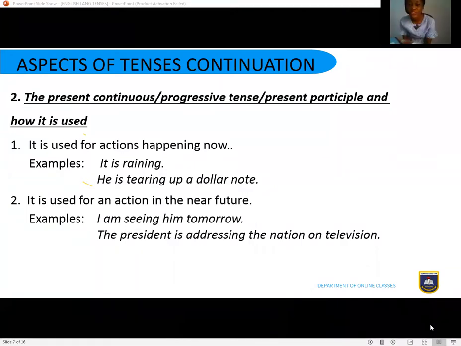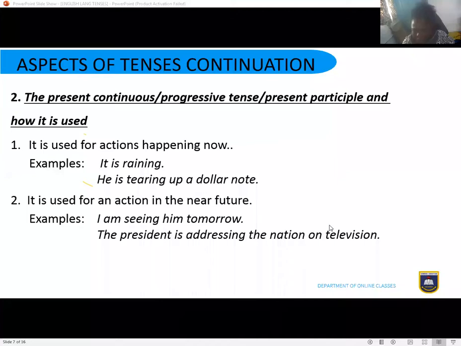The president is addressing the nation on television. Can't hear you. Your mic is on. Ask the question. The president is addressing the nation on television.